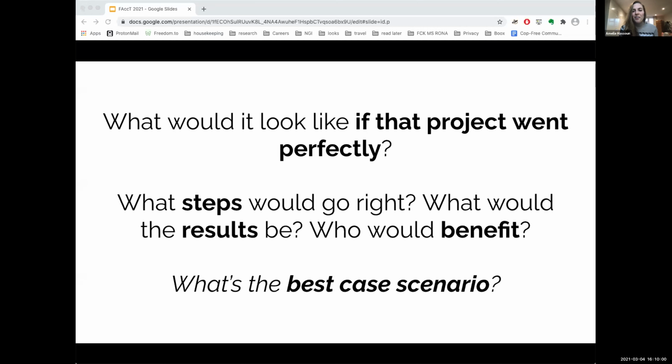And then our first exercise will be asking you to think about what it would look like if that project went perfectly. So if your project succeeded beyond your wildest dreams, what steps would go right? What would the results of the project be? Who would benefit? What's the best case scenario of this project? So please take 2 minutes to write this down, and I'll call you back when that time is up.